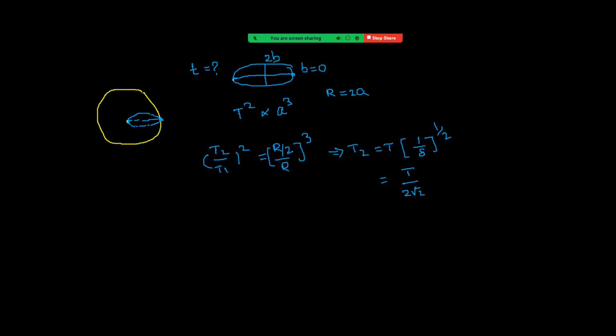It is now half of the time period of revolution. Therefore, time taken t equal to T2 by 2. That is now T by 4 root 2. And this can be written by multiplying and dividing with root 2. It becomes root 2 by 8 into T. So this is what we have to get. So here the main thing is taking the straight line as an ellipse for which b equal to 0. That is the main key point.